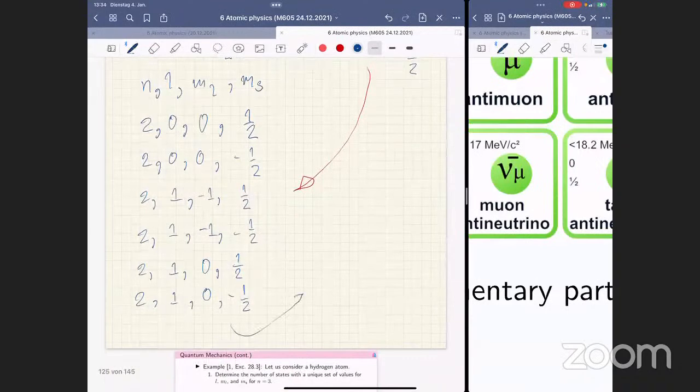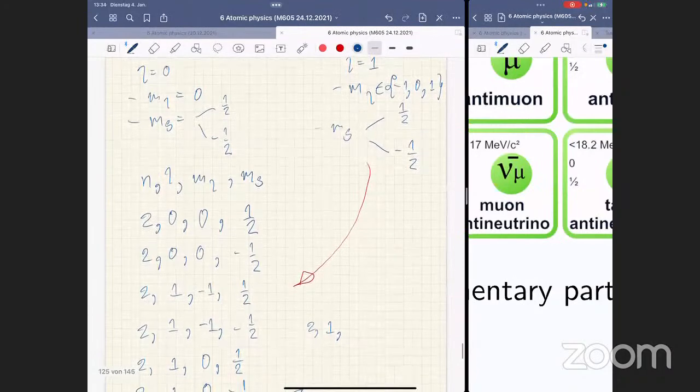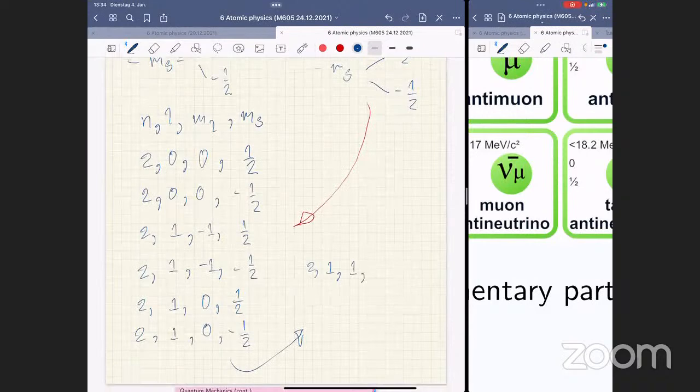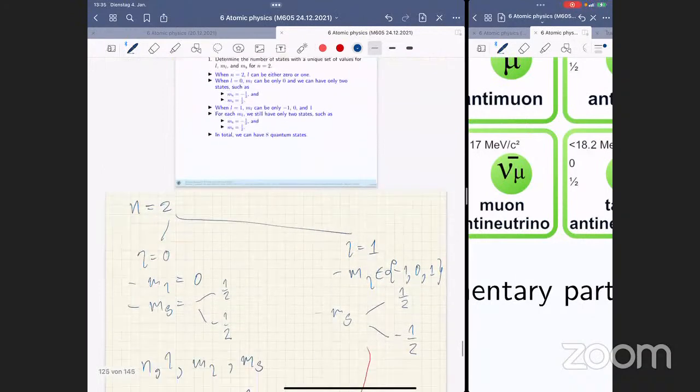Because we are running out of space, let's write down here. The next state is 2, 1, and now we move ML from 0 to number 1. So that's why we have 1 here. And again, spin number could start from 1/2. And then the second case is L is 1, ML is 1, and the spin number is -1/2. And that's all of the possibilities for the spin number configuration, right?